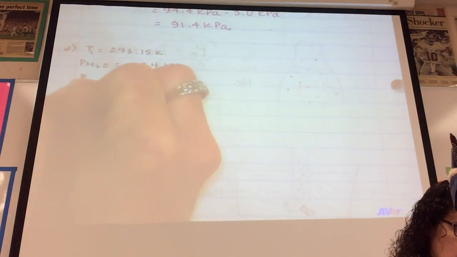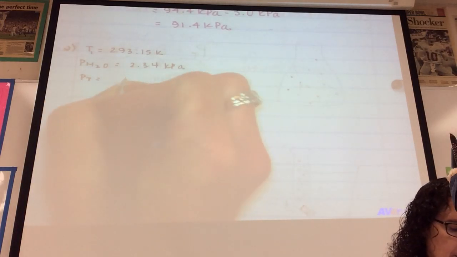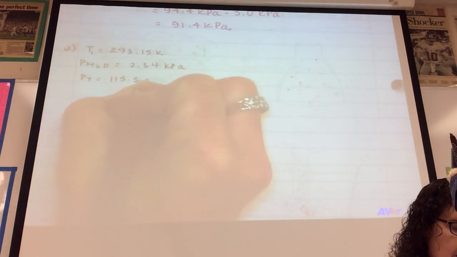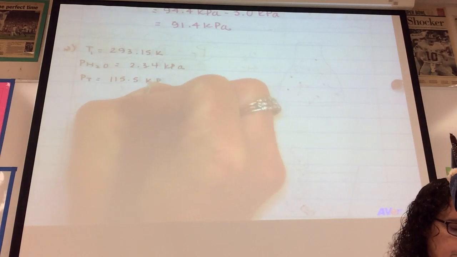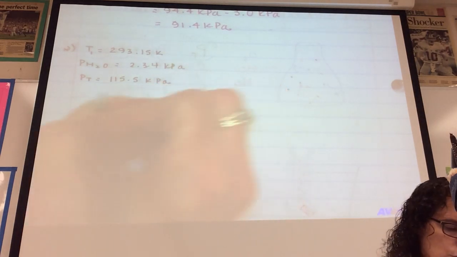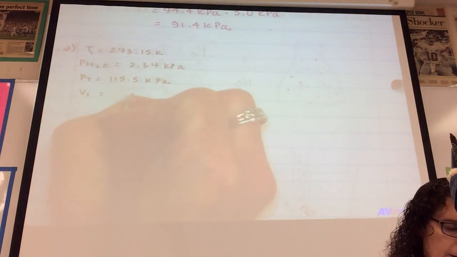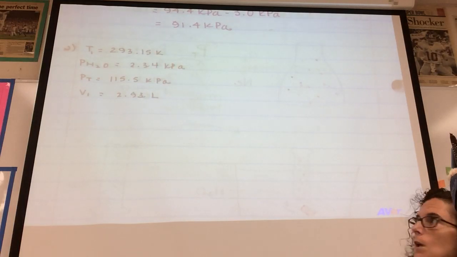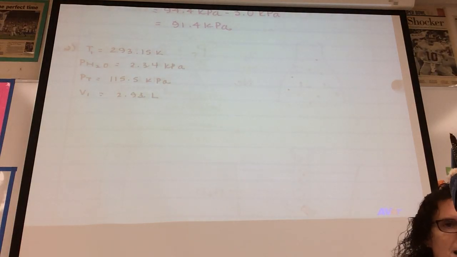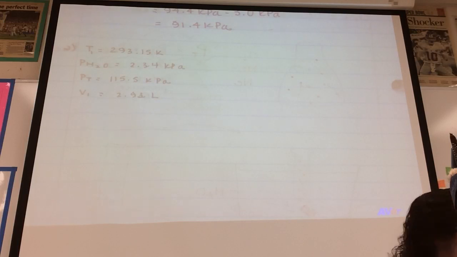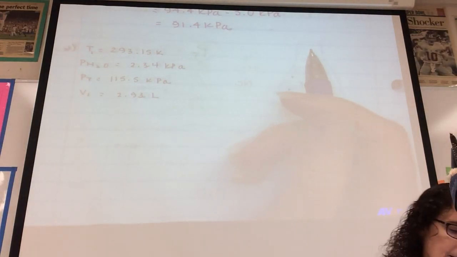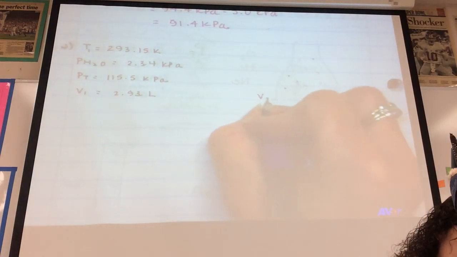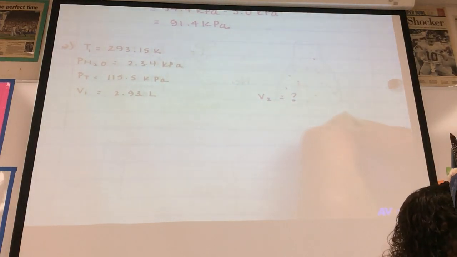Atmospheric pressure, that's going to be the total pressure because you equalize those water levels, is 115.5 kPa. And the total volume, that's V1, is 2.93 liters. So again, as I work these word problems out, I yank out key information so that I can try and figure out which formula is going to assist me in solving the problem. It says calculate the volume again. So here's the second set of conditions.